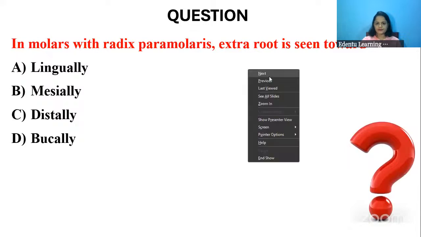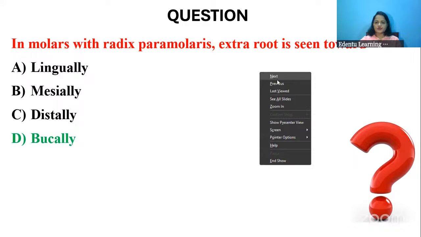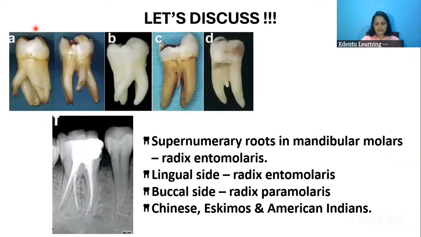I'll show you the images. This is the mandibular molar, and as you can see, an extra root like this can be seen. These are the supernumerary roots, and they are called the radix entomolaris. If this extra root is present on the lingual side, then it is called the radix entomolaris. But if this root is present on the buccal side, then it is called the radix paramolaris.